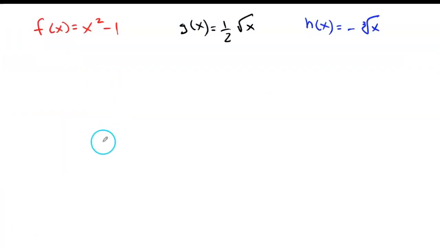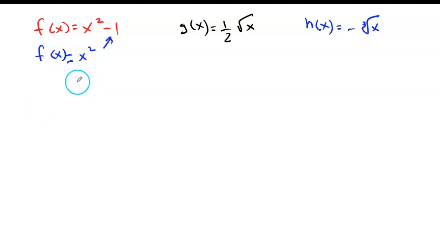Let's analyze what happens here. Okay, 3 different questions. The idea is to see what happens with these functions compared to the parent function. This is the x squared. What happened here?